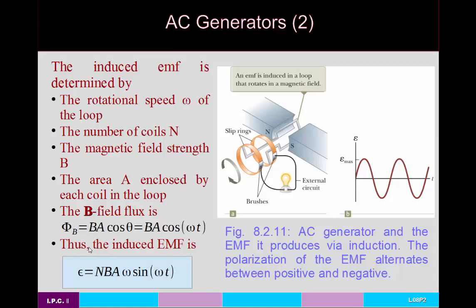And that is the change per unit time of this quantity. So NBAω sin(ωt) is the induced EMF as a function of time. Again, the induced EMF is the number of turns that this rotating coil makes, times the magnitude of the magnetic field, times the area enclosed by the coil, times the angular speed at which it is rotating, times the sine of that angular frequency times time.